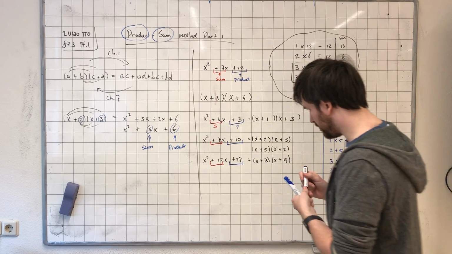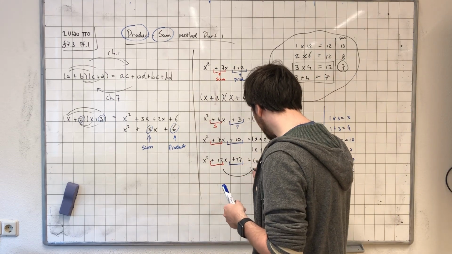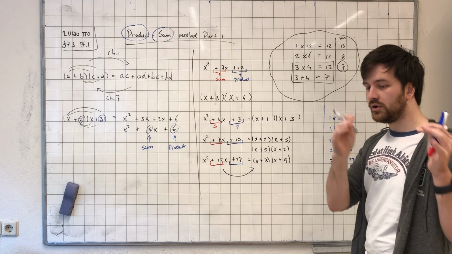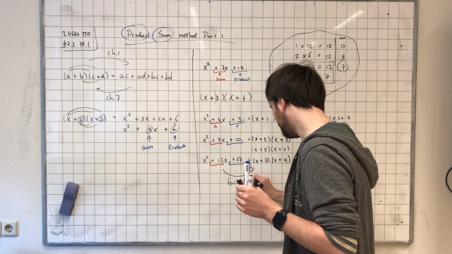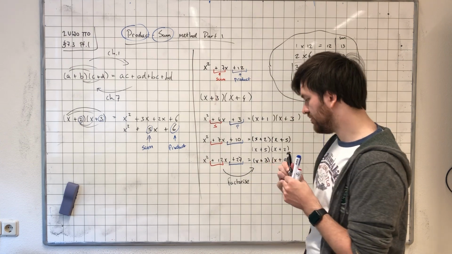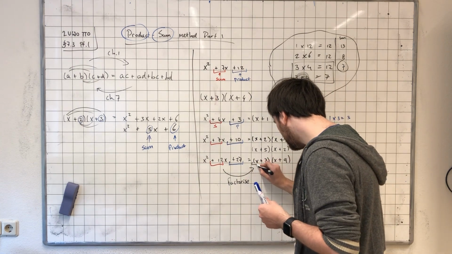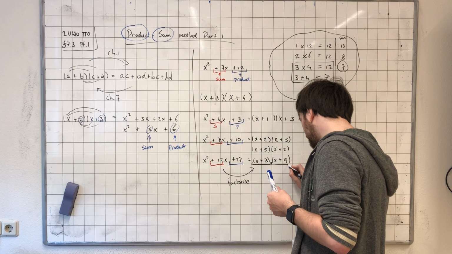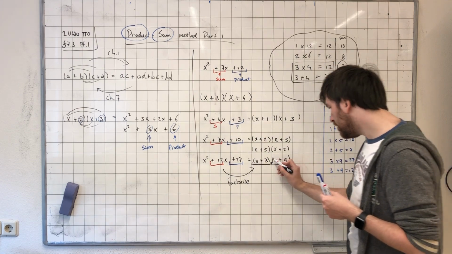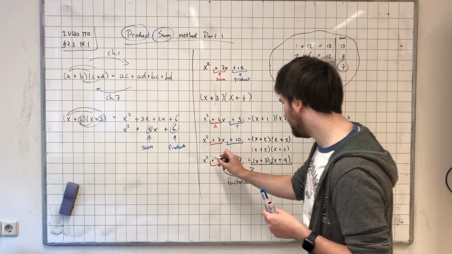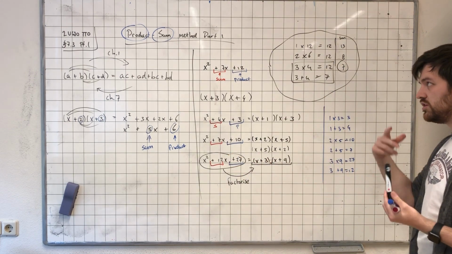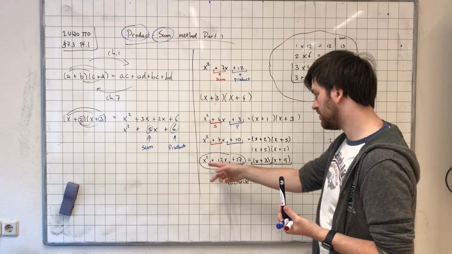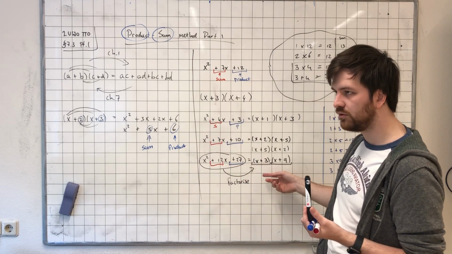So what is this called? This process, we're using the product sum method to factorize. So what we're doing is we're trying to find 2 things called factors. And if we multiply these 2 factors, we'll get this expression. So we're using the product sum method to factorize our expression, so we'll get something with brackets.